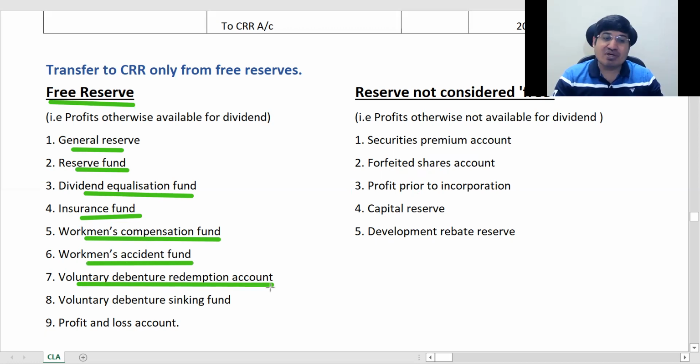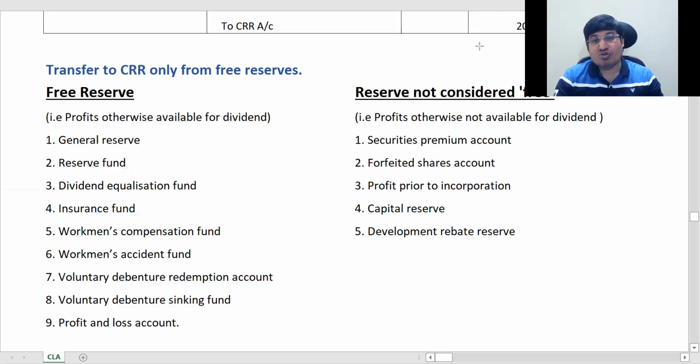Which you are maintaining voluntarily, you're setting aside some profits for redemption. Because it is actually, on a particular date, a collection of your revenue profits, correct? So it is called a free reserve. Voluntary debenture sinking fund, same, the logic of both is the same. Profit and loss account, that you know anyways. These are the funds. Whichever of these you do not know about, just focus on that, so that you know this list.